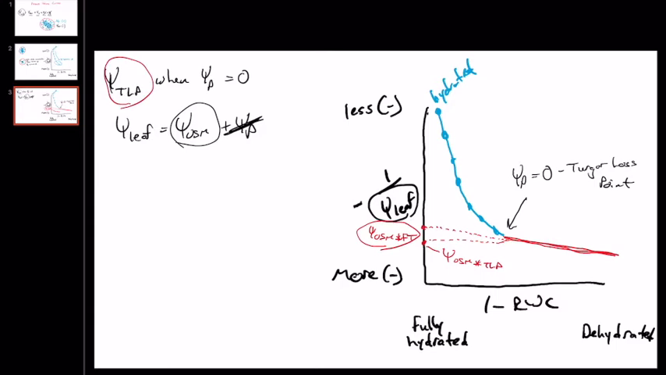And those are the two main things we get from our curve. The other thing, though, that we do get from this curve, which is kind of fun to think about, is the shape of this curve, this initial nonlinear portion. The curvature there is a function of the elasticity of the cell wall, which we represent as epsilon, the modulus of elasticity.